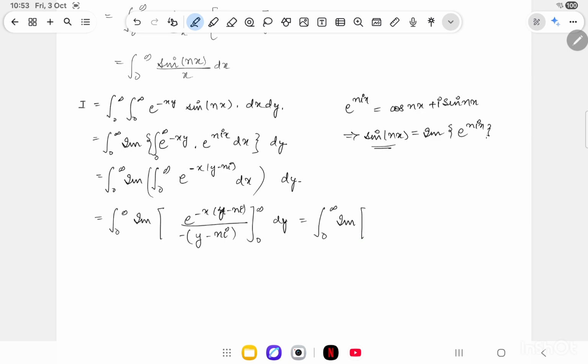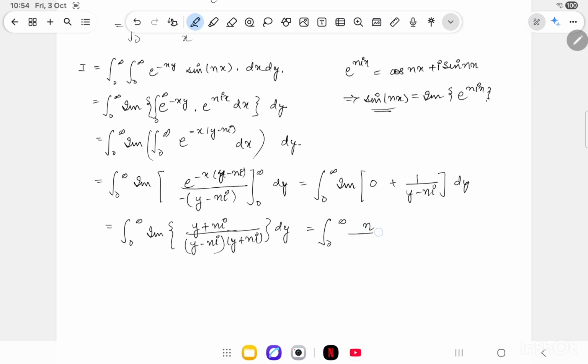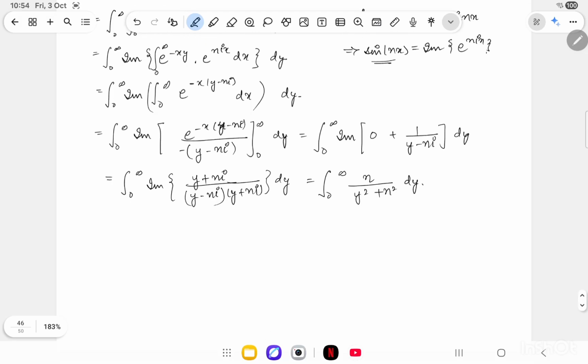And this is equal to the integration from 0 to infinity of the imaginary part of 0 plus 1 by (y minus ni) dy. Now to find its imaginary part, first we need to rationalize it, so that basically gives us the integration from 0 to infinity of the imaginary part of (y plus ni) divided by (y minus ni) into (y plus ni), dy, that is equal to the integration from 0 to infinity, and its imaginary part will be basically n divided by y square plus n square, integration with respect to y.